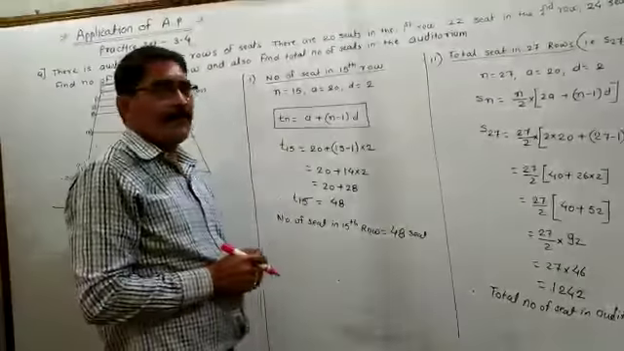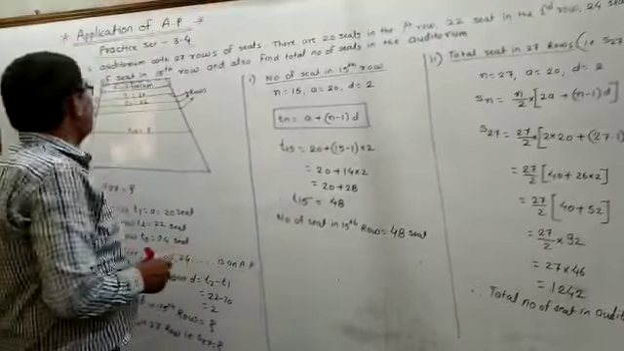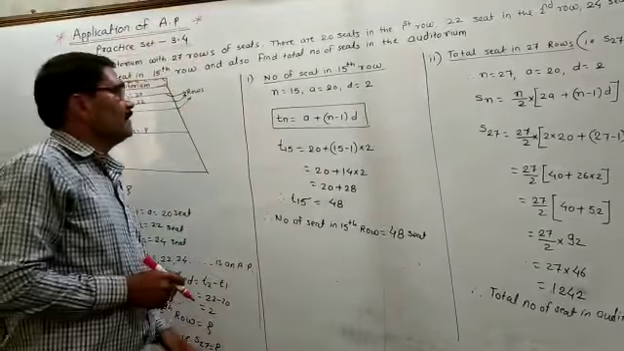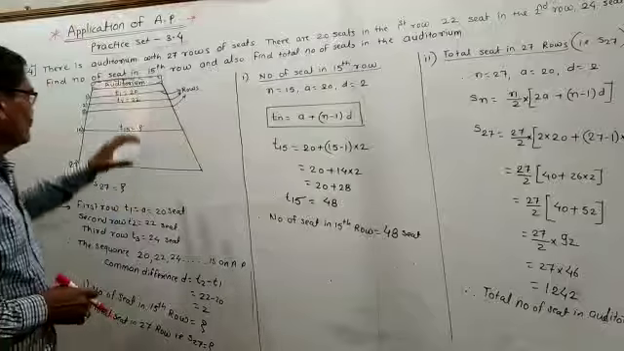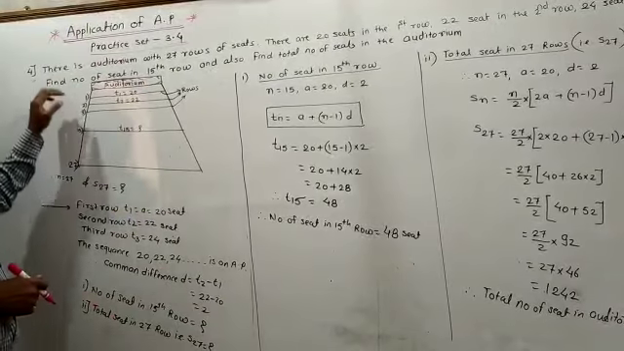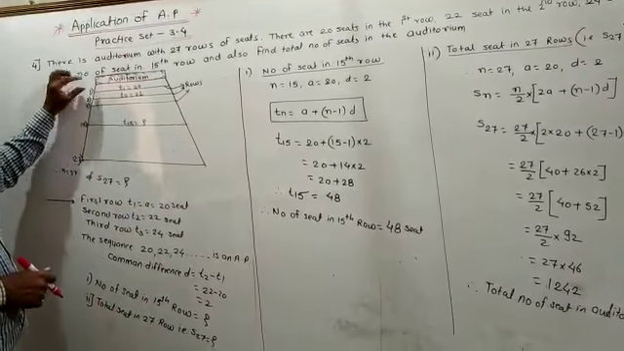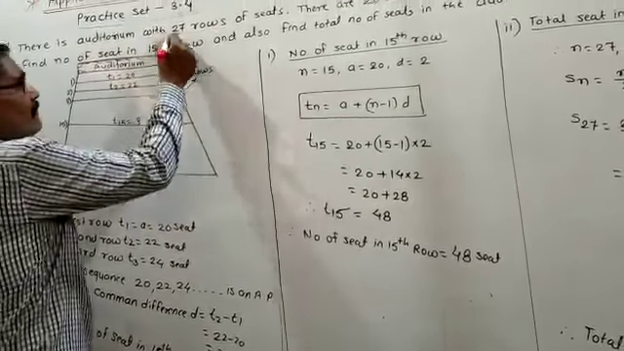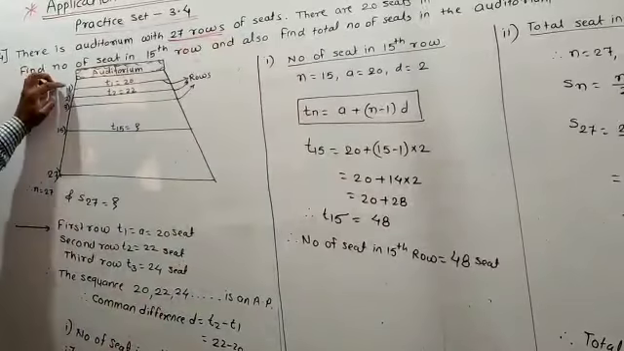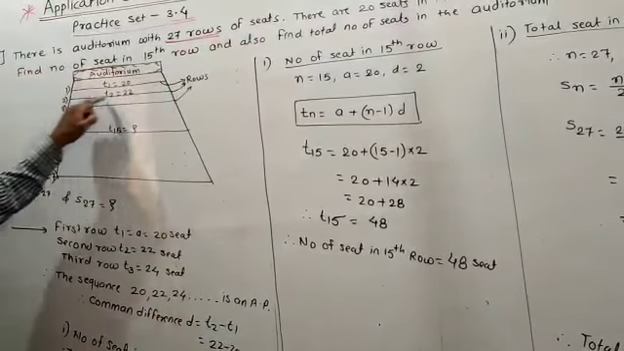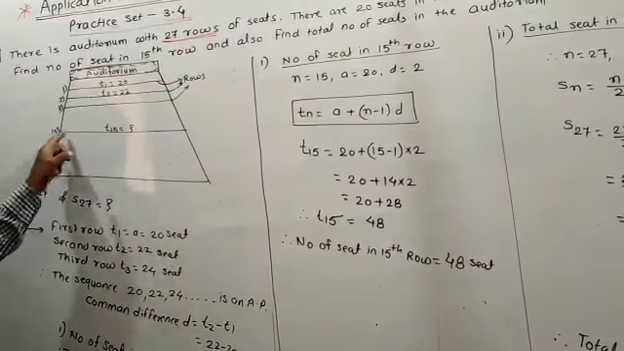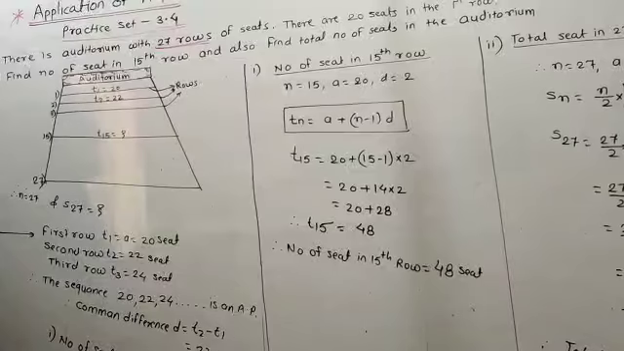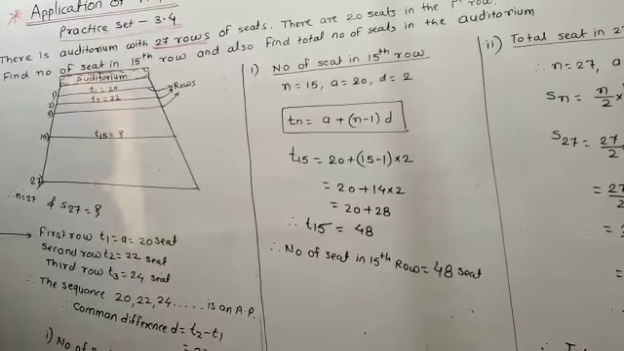Let's start with problem 4 of practice set 3.4. There is an auditorium with 27 rows. These horizontals are called rows. This is the first row, this one is the second row, this one is the third row, this one is the 15th row, this one is the 27th row. So the total number of rows in the auditorium is 27.